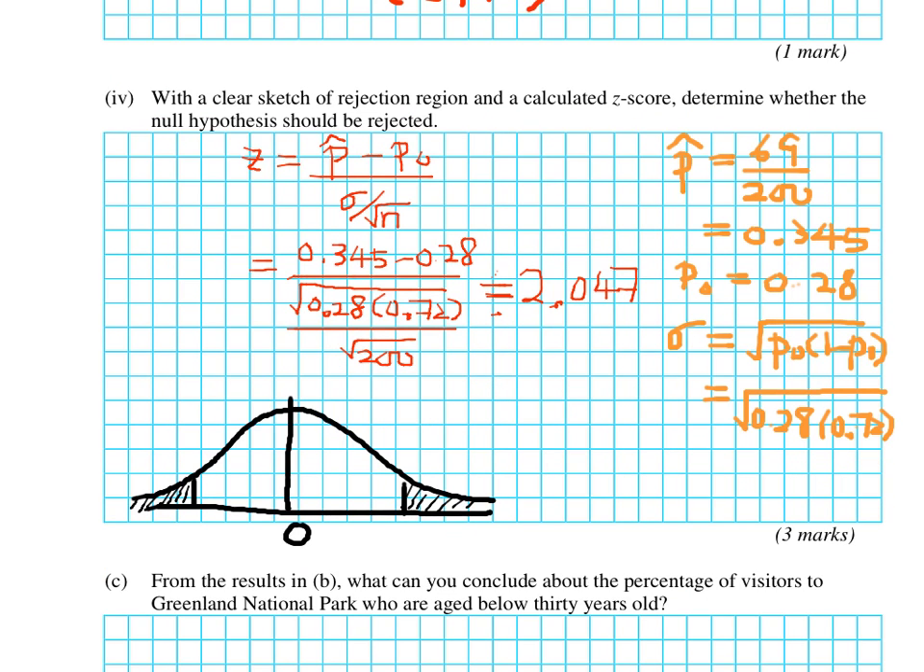To graph this, we can show the region like this, and the rejection region will be this too. Whether we should reject the null hypothesis is very clear now. The reason is this test statistic 2.047 is greater than 1.96, so we can reject H null.